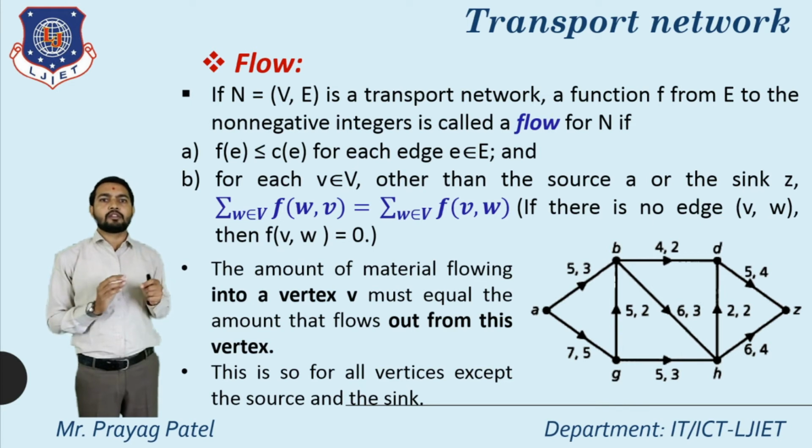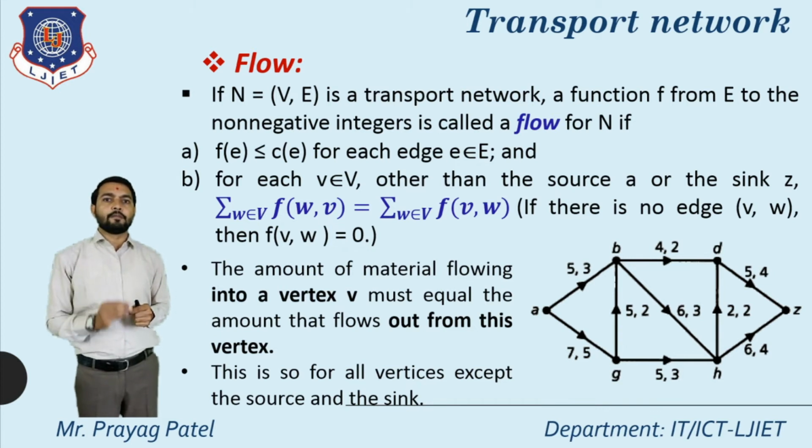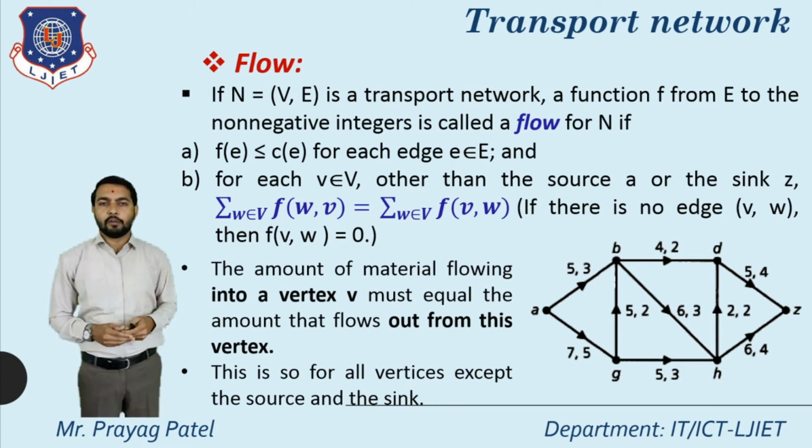This holds for all vertices except the source and sink. For the sink and source this is not satisfied. For all the remaining vertices we satisfy this. Incoming total flow is equal to outgoing total flow.